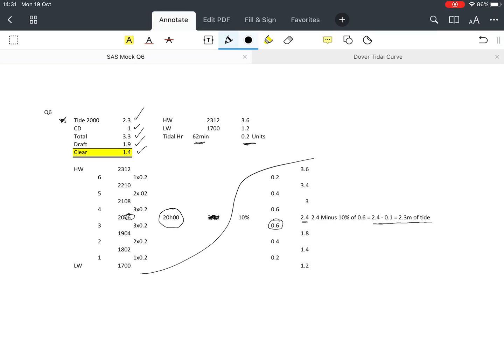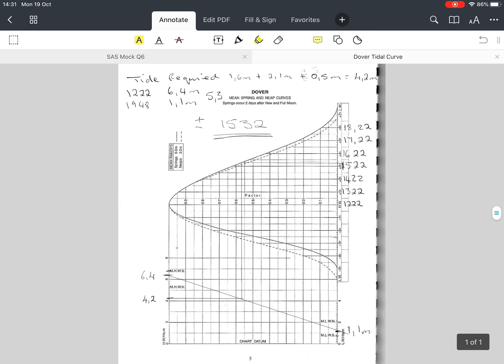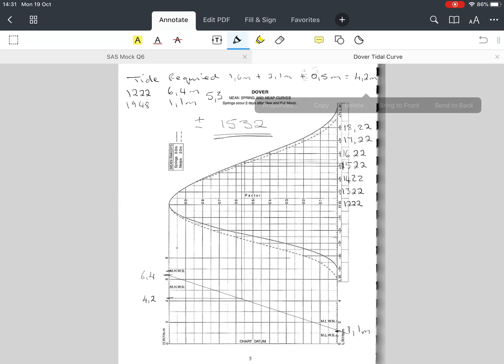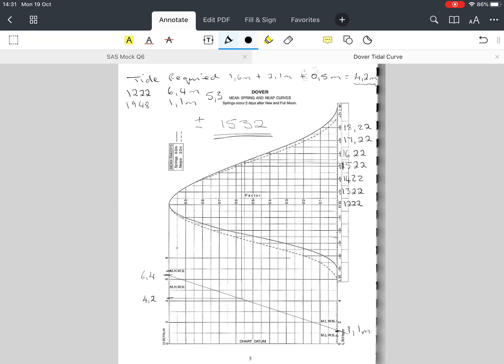Okay, let's have a look at the Dover curve. So I've filled in a little bit here already. So we look at the question and we determine that we need 4.2 meters of tide. And that was as a result of a drying height, a draft, and a clearance. We look at the tide, the high water, and the low water in the period of time we're working with, and we find a range of 5.3, which means we're close to springs, which means we use the solid line.